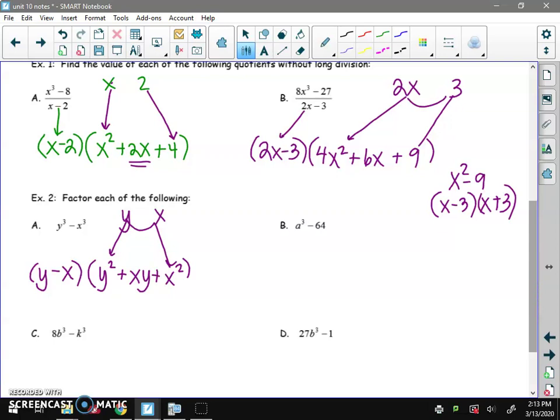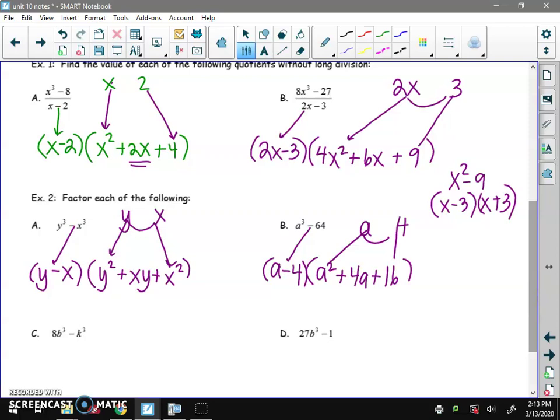Letter B, I have a is one of my cubes, and I have 4 is the other cube. So, first term, a minus 4. The sign always comes down. If that's a minus, that's a minus. In the parentheses, first thing I do is square the first one, a squared. Square the last one, 16. And then multiply them together, that gives me a plus 4a.